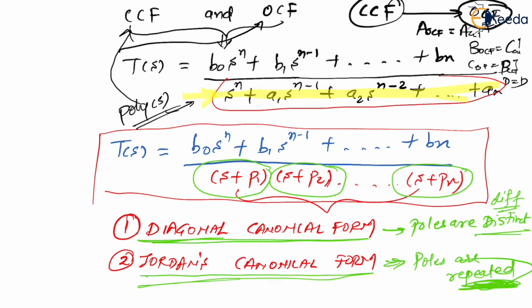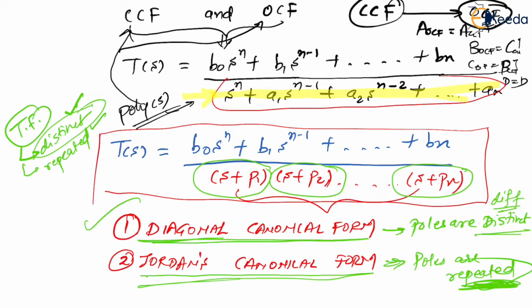Even in our transfer function approach we have seen that there can be distinct poles, and definitely there can be repeated poles as well. So we need to think of distinct as well as repeated. If we have a transfer function which has distinct poles, then diagonal canonical form is used. And if you have repeated poles, then Jordan's canonical form is used.